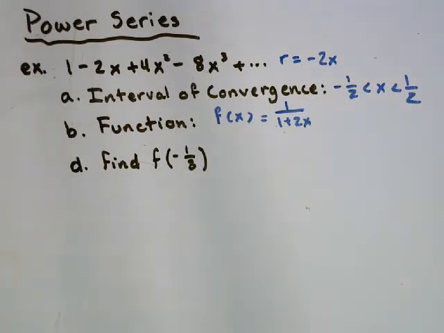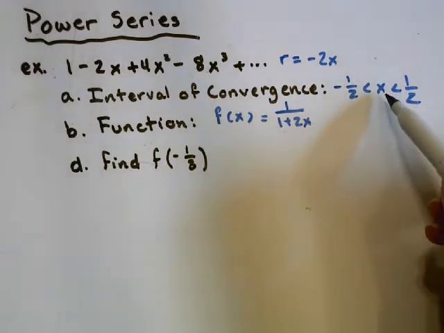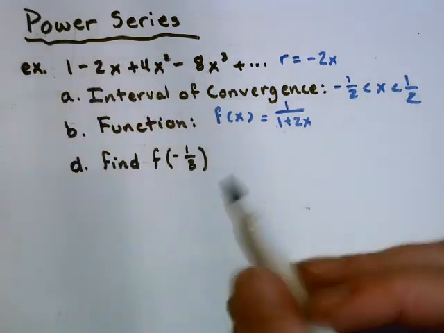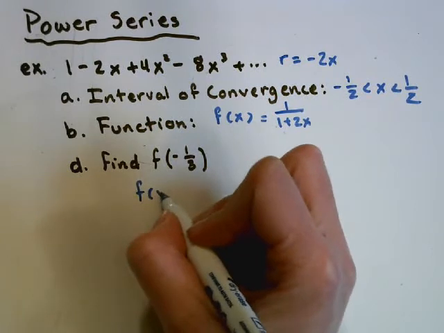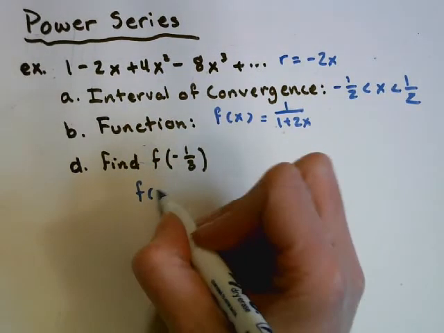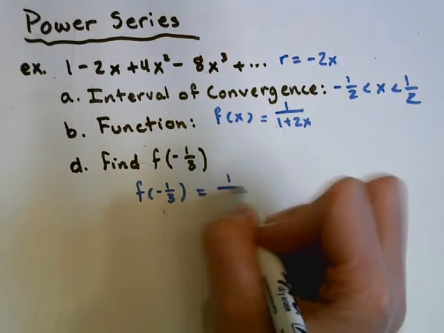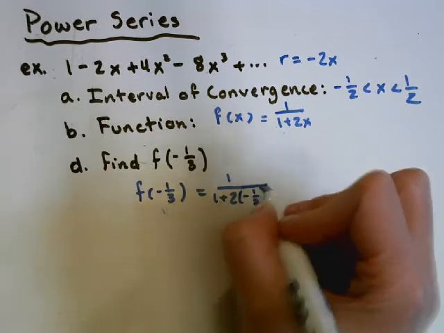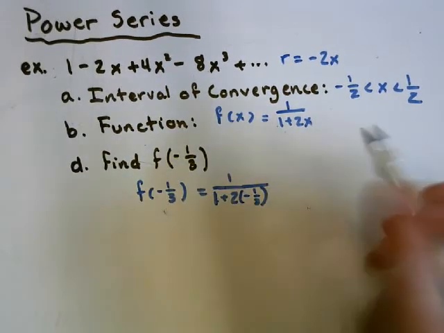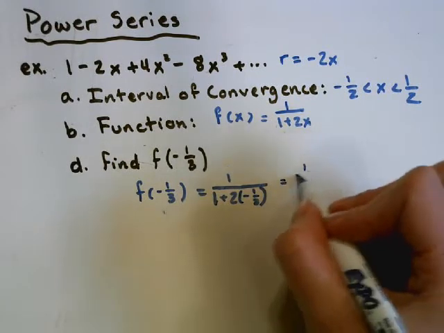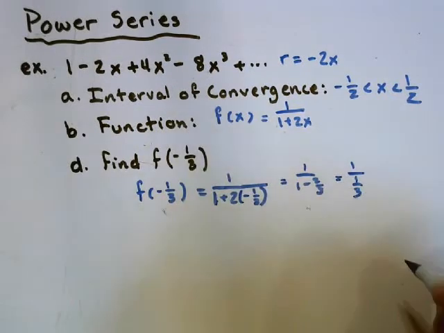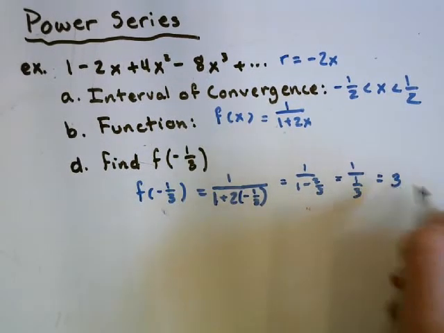So next, we want to find f of -1/3. Well, the first thing we have to check is, can we do it? So is -1/3 in between -1/2 and 1/2? And it is. So we can plug it into f of x, which is going to be 1 over 1 plus 2 times the -1/3. Okay, which is going to be 1 over 1 minus 2/3, which is going to be 1 over 1/3, which is going to be 3.